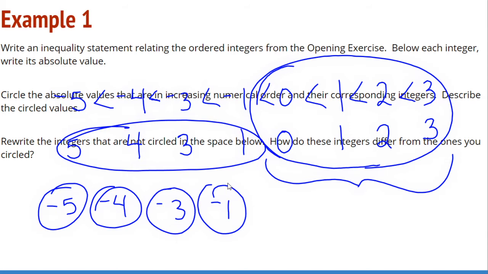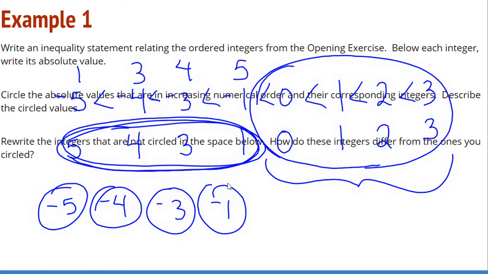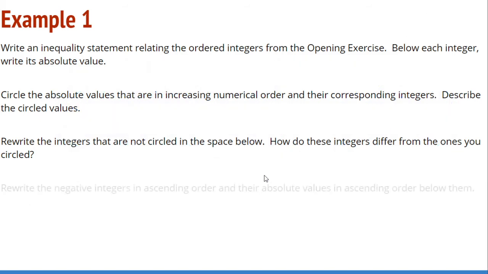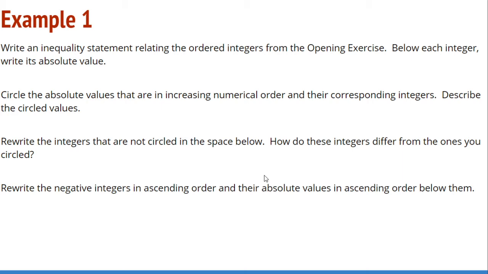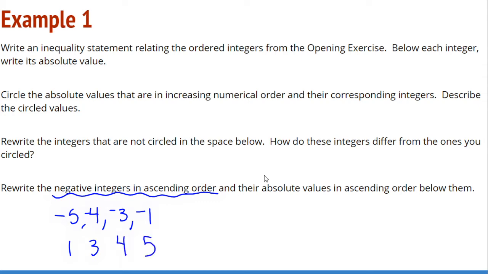If I were to put these in order from least to greatest, I have -5 is less than -4, which is less than -3, which is less than -1. If I take their absolute values and put them in order from least to greatest, I would have 1, 3, 4, and 5. The order of their absolute values is opposite the order of the integers. So rewriting the negative integers in ascending order, -5, -4, -3, -1. Their absolute values in ascending order are 1, 3, 4, and 5.